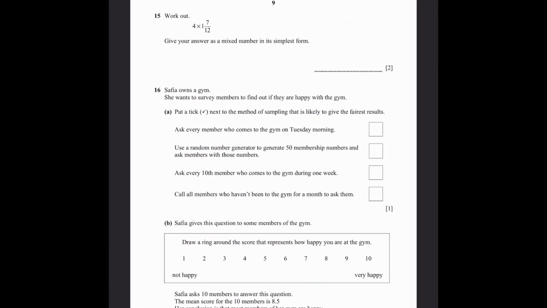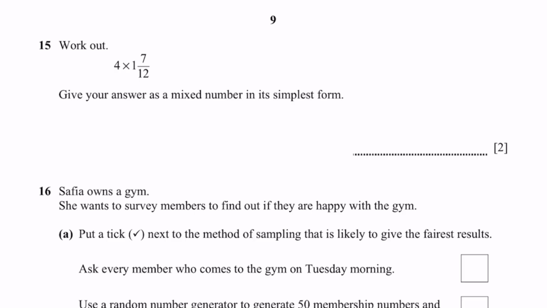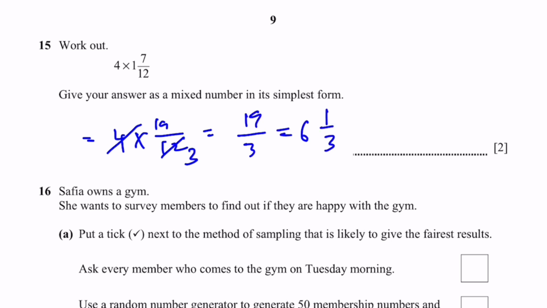Let's go to question 15. Work out 4 into 1 7 by 12. Give your answer as a mixed number in simplest form. That'll be 4 into 19 by 12. We can cancel this out. So that'll be 3 there. 19 by 3, which is just 6 1 by 3. That's the answer.